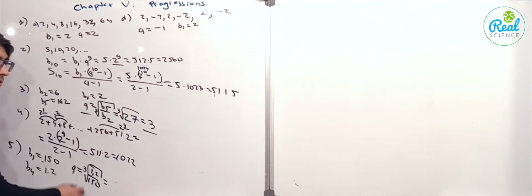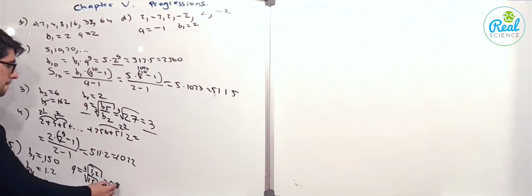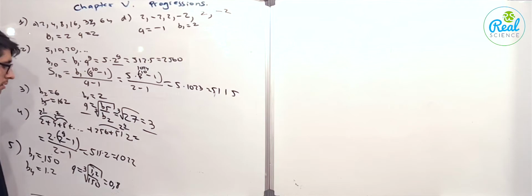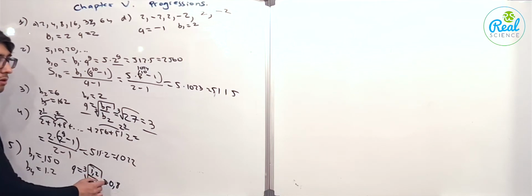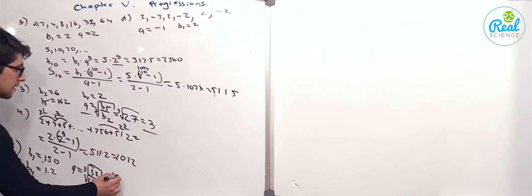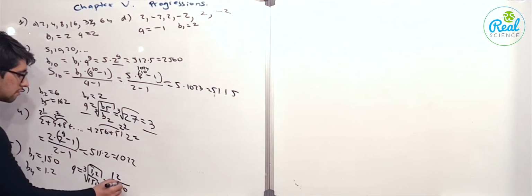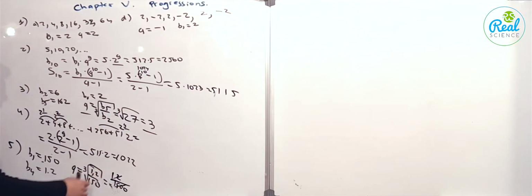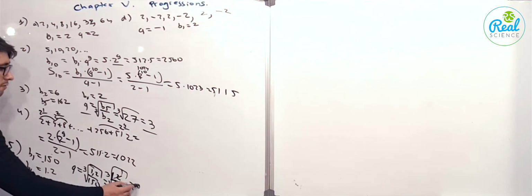So can you divide it, guys? Yes, divide. 0.08? Cubic root, you mean? Okay, let's calculate it. 1.2 is 12 divided by 1500, and you face cancellation. Is it divisible by 12? Yes, it is. If you divide it, here you get 1, here you get 125. And you are taking the cubic root. So it becomes 1 over 5, which is 0.2.